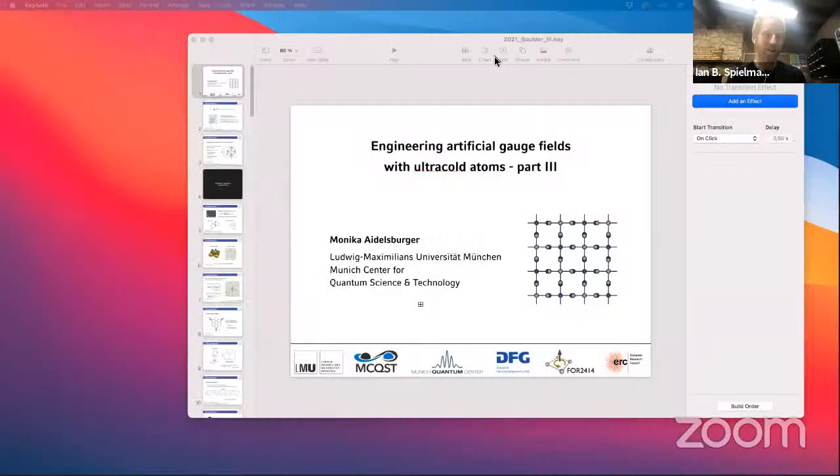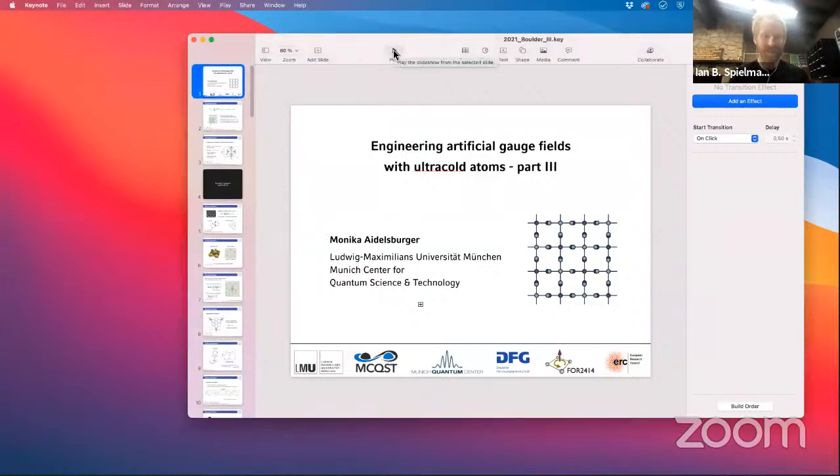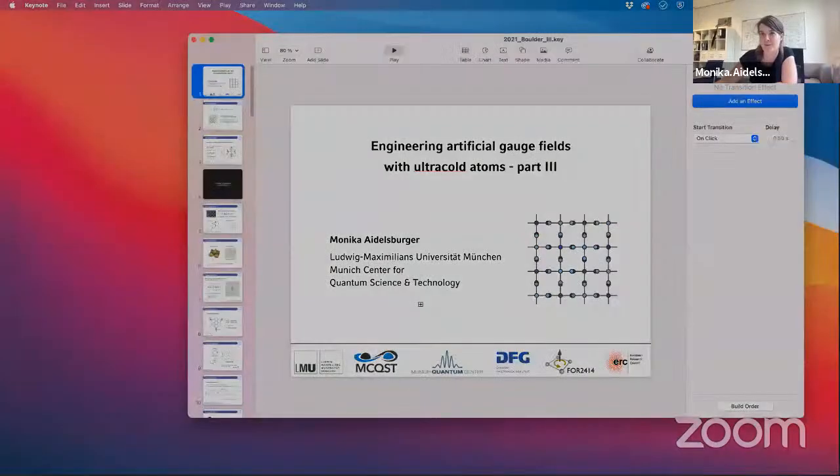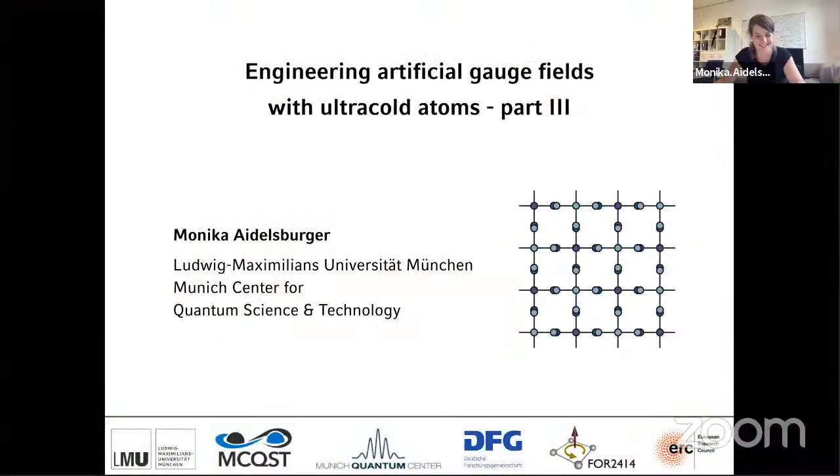Yes. All righty. So then I don't think Monika needs another introduction. So I'm looking forward to the last lecture on gauge fields and some spin orbit coupling possibly. Yes, unfortunately, I focused on gauge field. I hope that's okay.